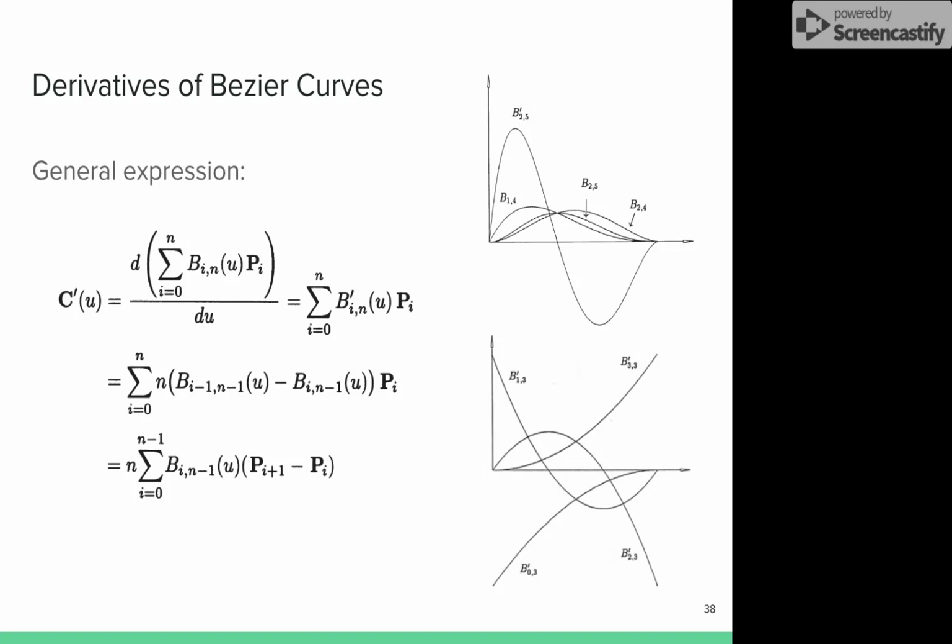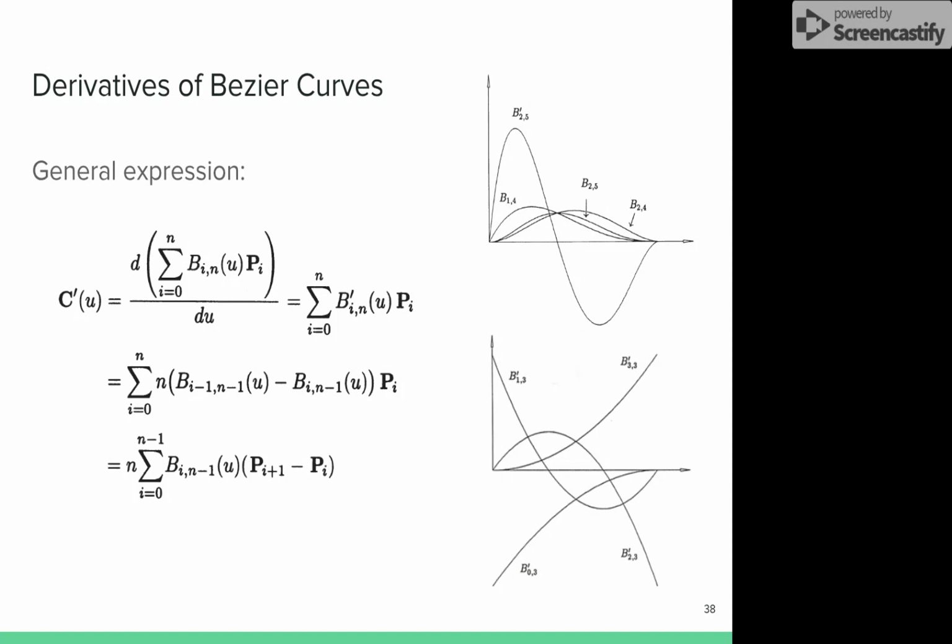The very top one, the biggest curve right here, is the derivative of B14 and B24 combined together to create that Bezier derivative curve. And the image at the bottom is a visualization of actually 4 different derivatives of Bezier curves.